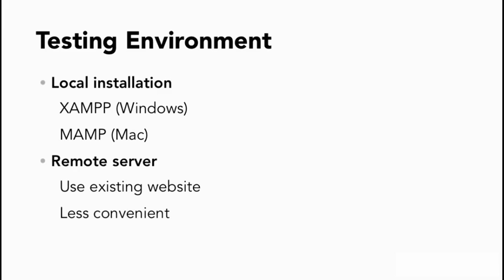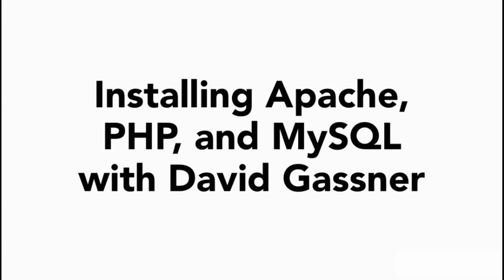If you need help with installing a local testing environment, check out Installing Apache, PHP and MySQL with David Gassner on lynda.com. Whichever testing environment you choose, I recommend that it should be configured to display error messages and that error reporting should be set to the highest level. If you're using MAMP on a Mac, the display of errors is turned off by default. Be sure to watch the separate video in this course to show how to turn them on.